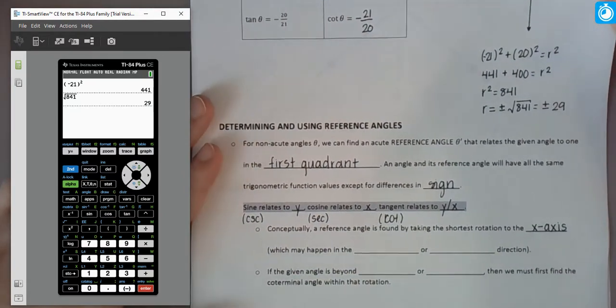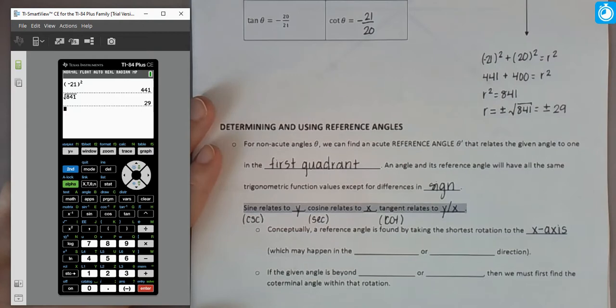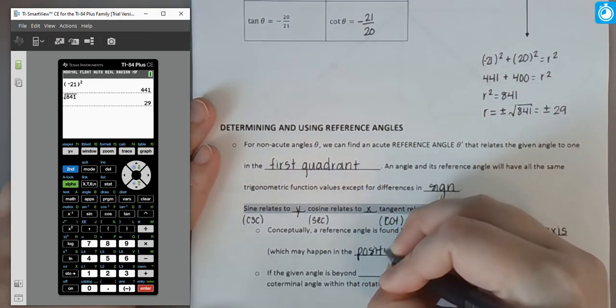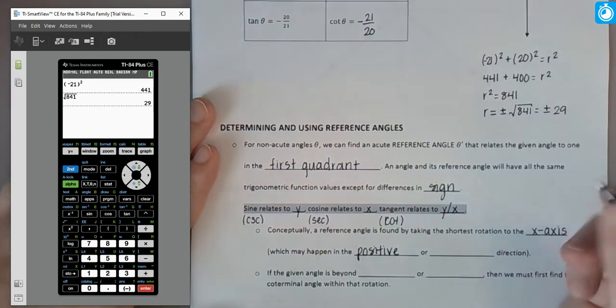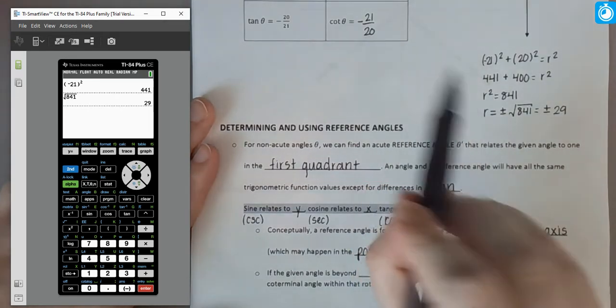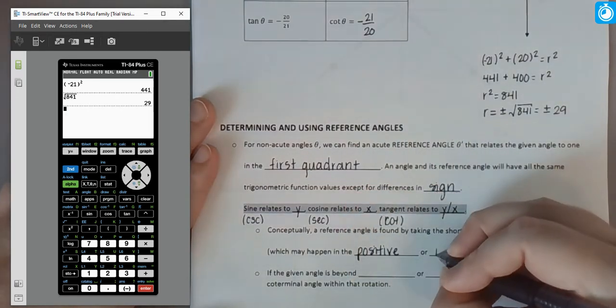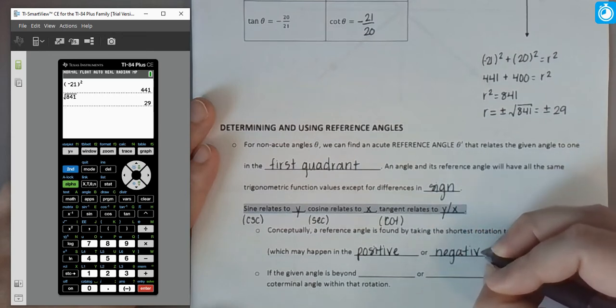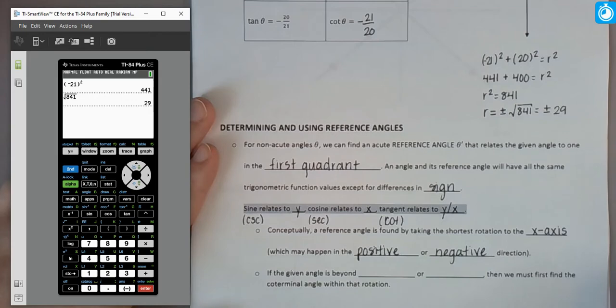So we have to keep in mind that if we're finding the shortest amount of rotation to take us from our actual angle to the x-axis, this can happen in the positive direction. We can rotate in the positive direction. Remember, that means we're going counterclockwise. Or we could rotate in the negative direction, which means we're going clockwise.